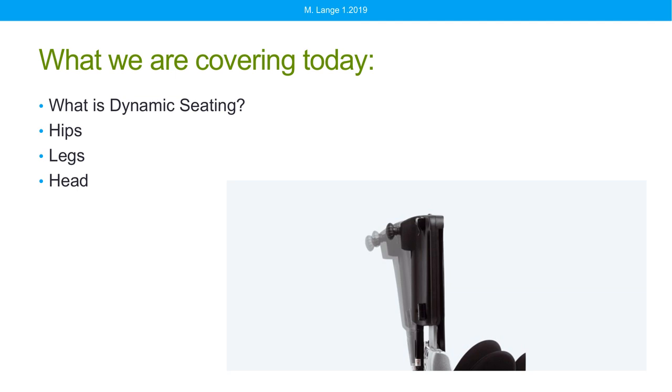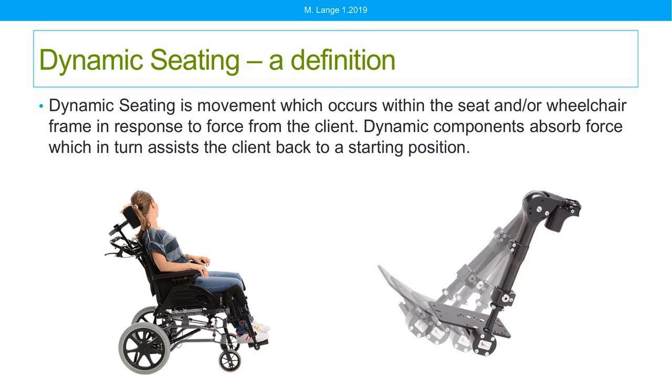In this webinar today, we're going to be defining dynamic seating. It's kind of a tricky term, and some people out there will use this term to mean different things, so it's important that we're clear on that. And then we're going to talk about how we can apply dynamic seating at the hips, at the legs, primarily the knees, and at the head when appropriate for the clients that we work with.